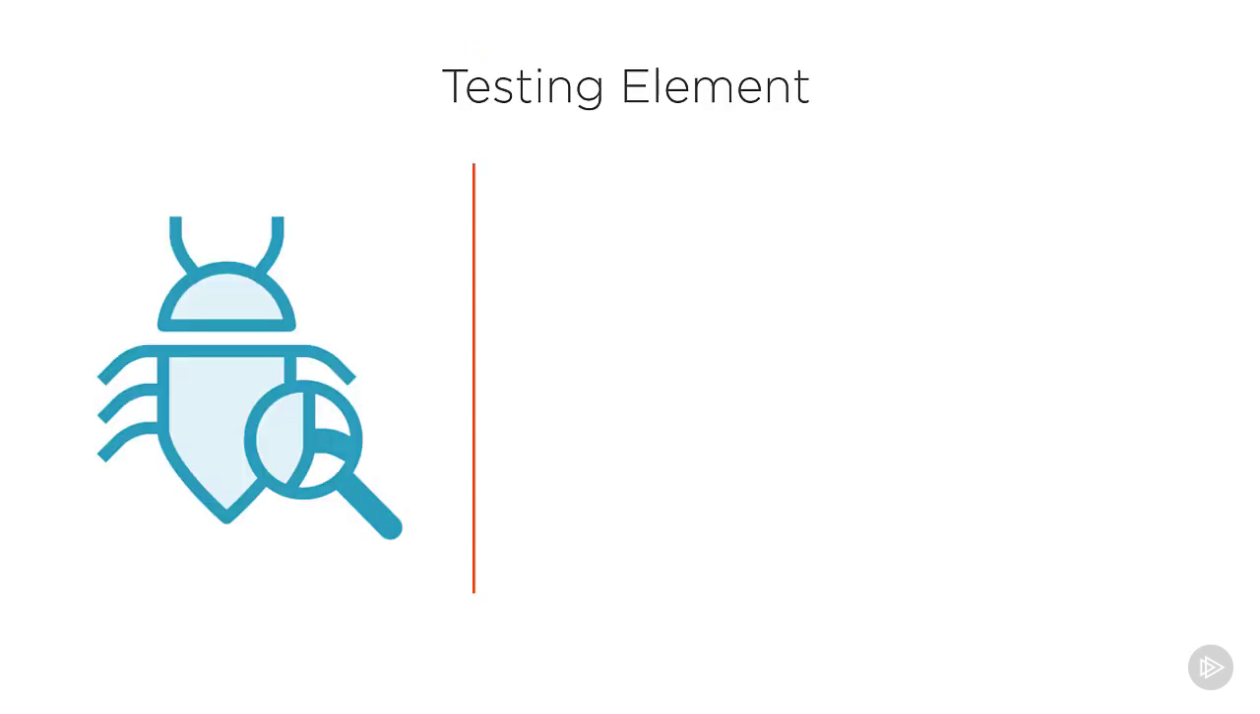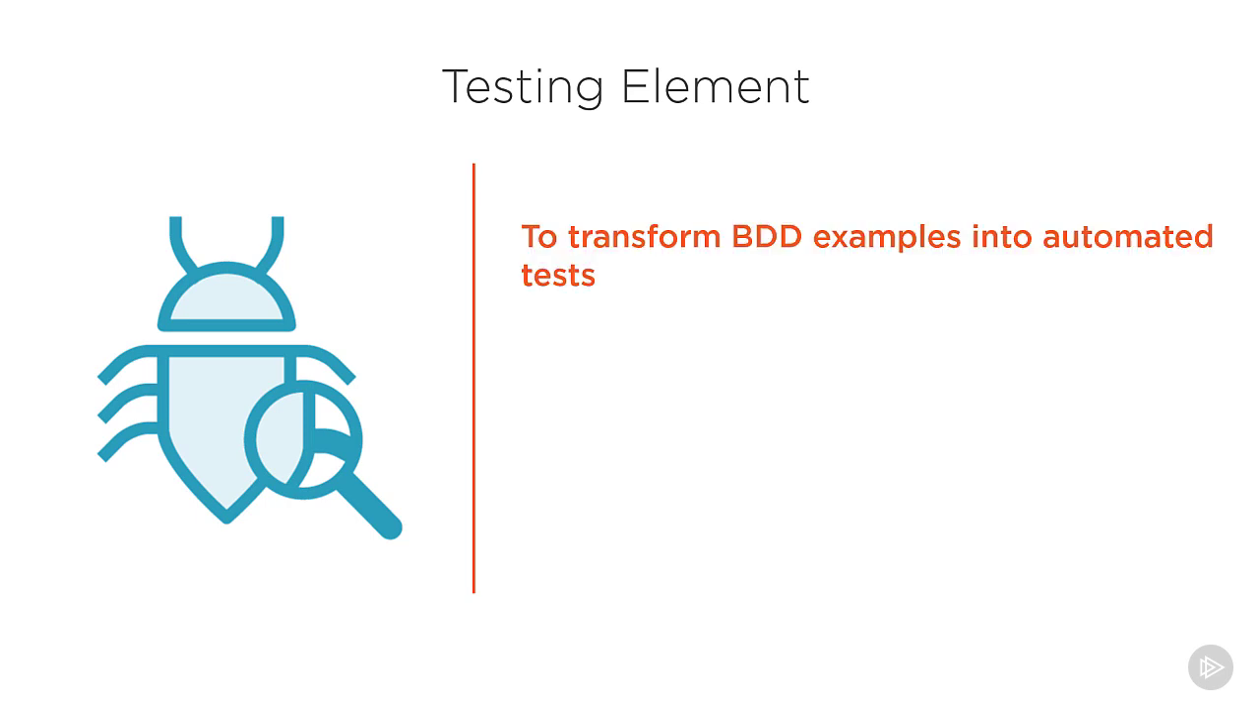As the third element of the BDD technique, there is testing. Let me elaborate on this a little bit. A good practice in a lot of Agile teams that I was able to see is that they use BDD examples to transform them into automated tests. If you look it up in the market, you'll be able to find a lot of tools that you can use for conversion.